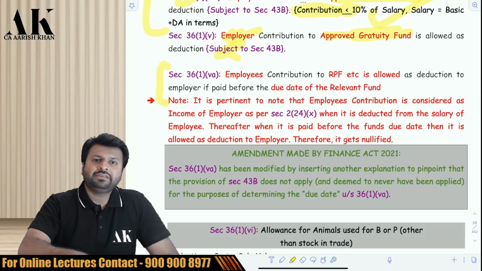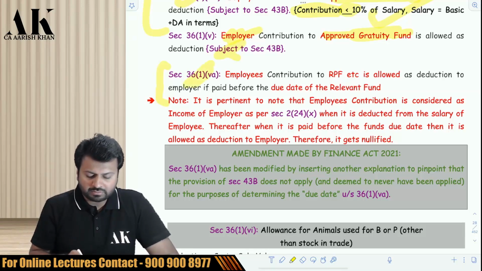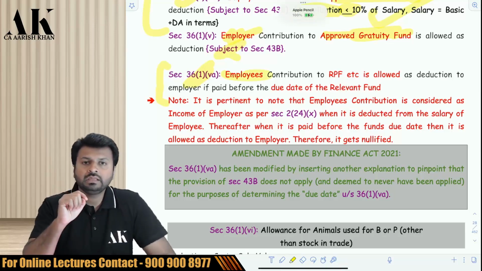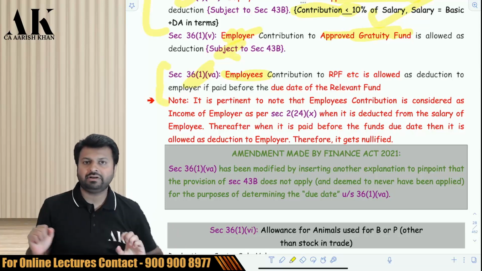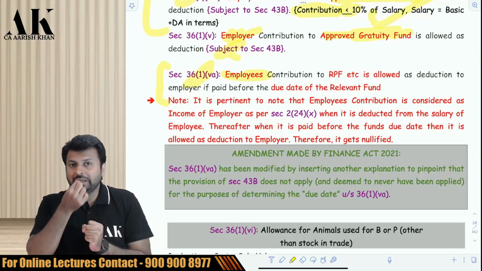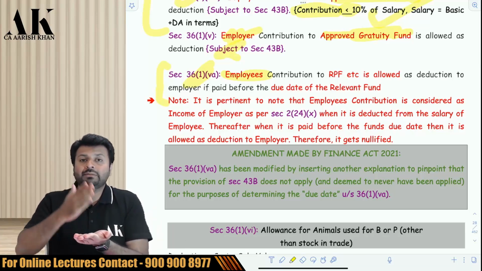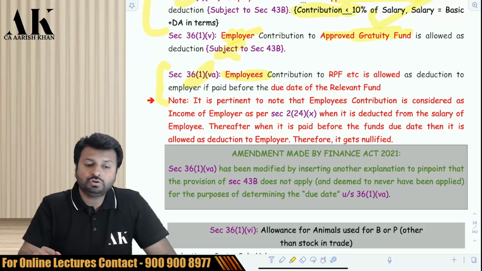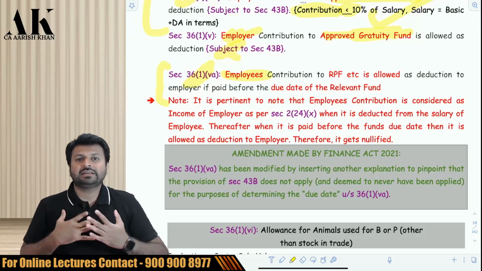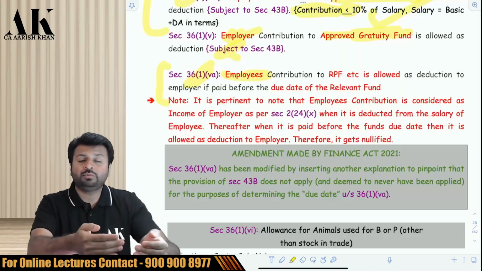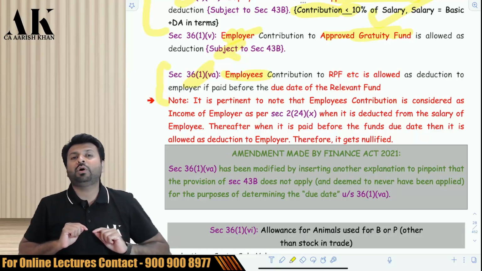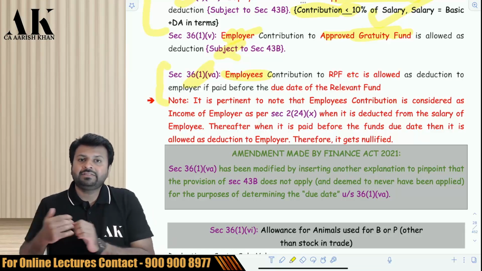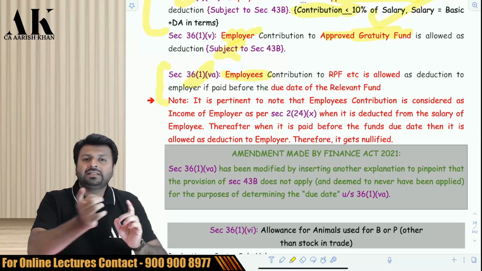Now 36(1)(va), now very critical. 36(1)(va) talks about what? Employee's contribution. I am an employer, I am deducting some amount from your salary and then making the payment to the relevant fund. So when I am deducting that amount, at that moment, that amount is considered as my income under section 2(24) subclause (x). So employer's income, it is considered. The employee's contribution, listen to the words carefully. Employee's contribution is first considered as an employer's income. And then if the employer makes the payment before the due date, then it is allowed as deduction.